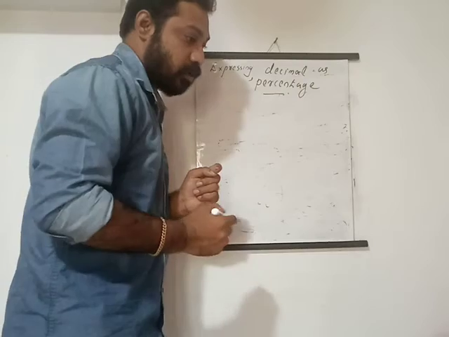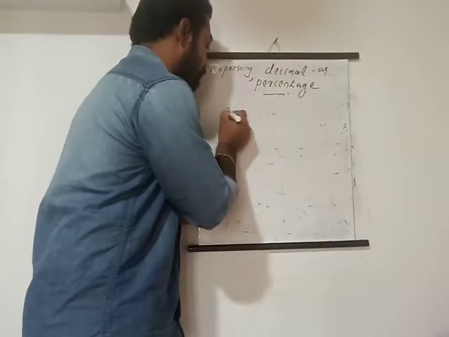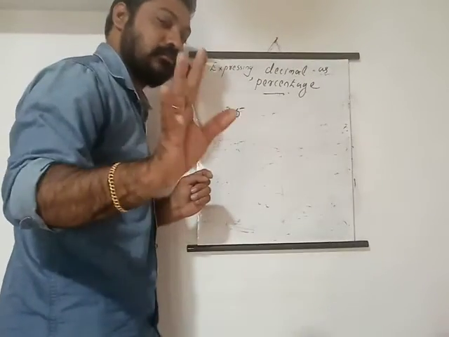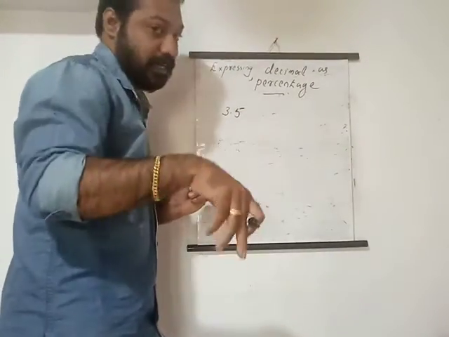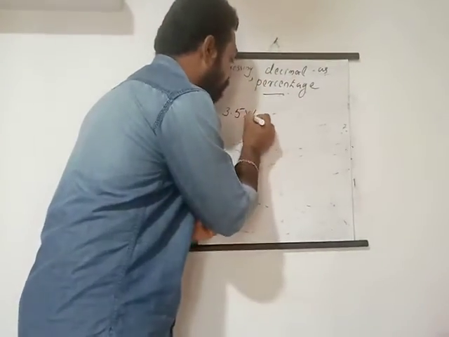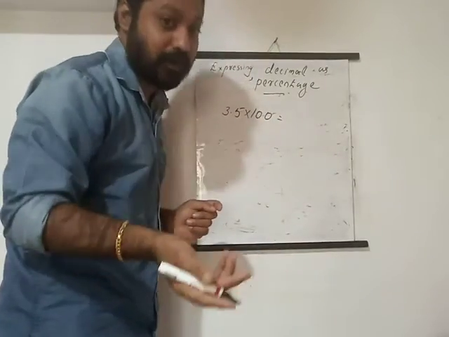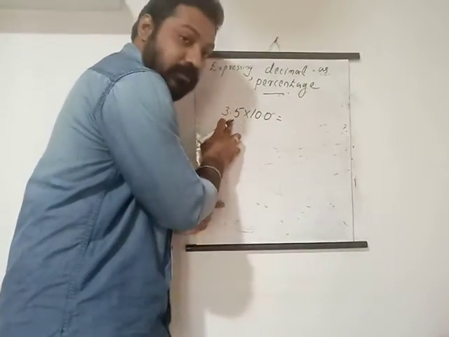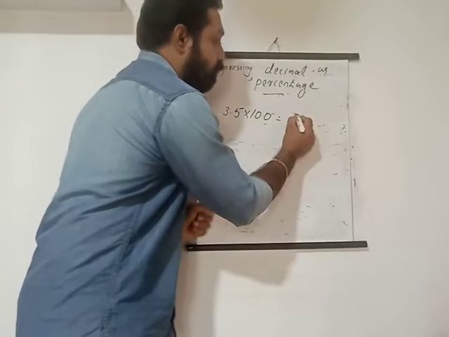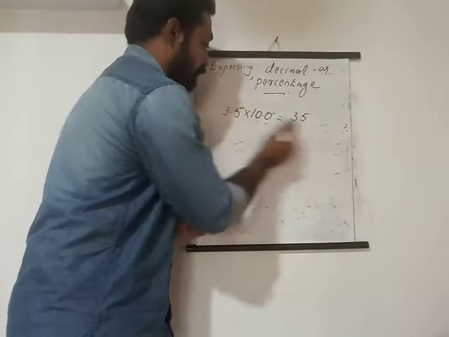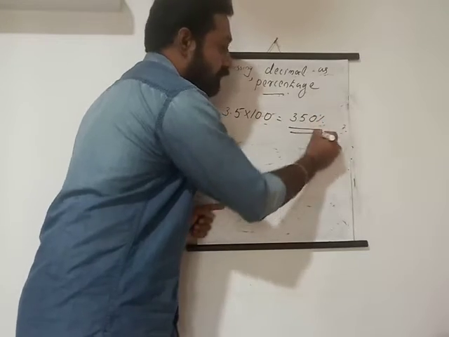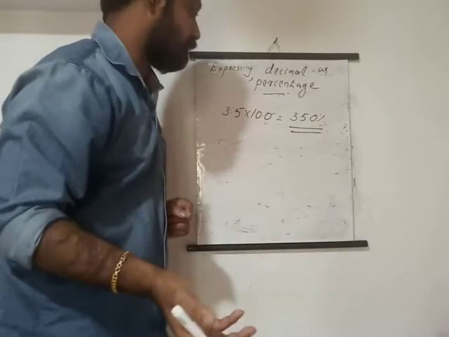Taking an example, 3.5. This is a decimal number. We have to convert it into a percentage. Very simple. In the previous one we divided, easily converting a percentage to a decimal. Here we just multiply. 3.5 into 100. First the point moves, making 3.5 into 35, then one more 0 is there. So what will you get? 350 percent. 350 percent is the answer.